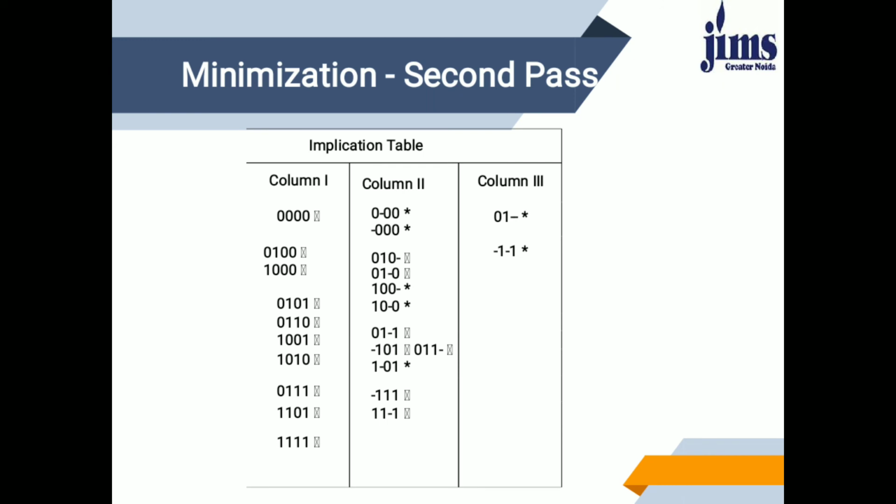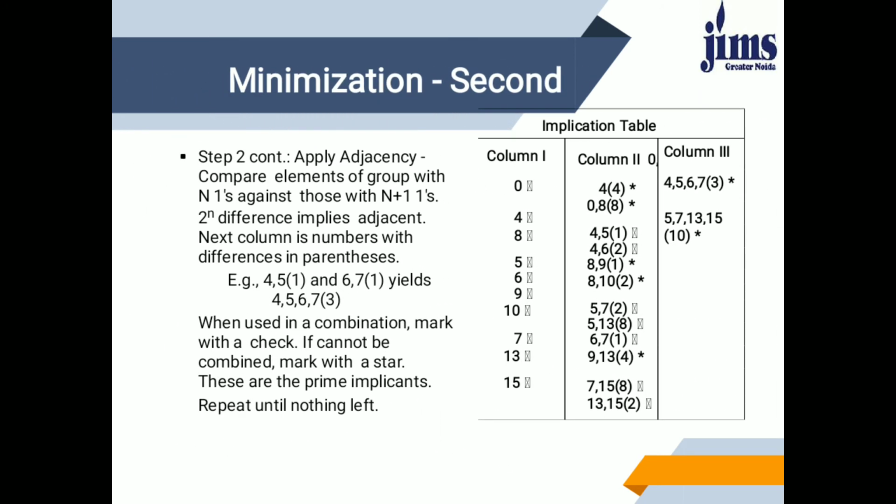Now for the second pass, we will again compare these terms. Column 2 will again get compared, which means the first group will be compared with the second group. In place of a single dash, we will represent a dash and star. Star is used to represent another column. So it will give a column 3, which is a comparison of 4, 5, 6, 7, having 4 literals. In column 2, only 2 literals were there.